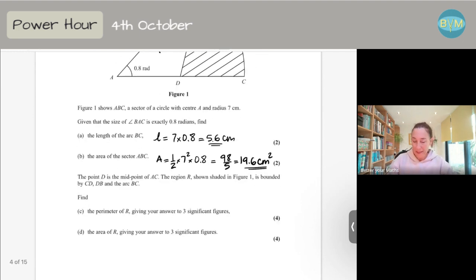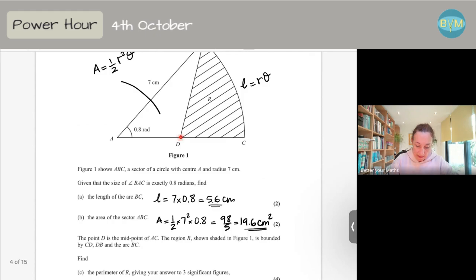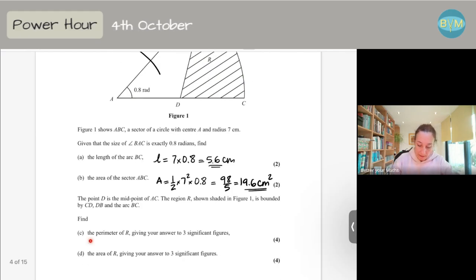Two formulae, nothing else. Now, the point D is the midpoint of AC. So this point here is the midpoint, and we know this is 7. So we know this distance is 3.5. The region R shaded in the figure is bound by CD, so all these 3 lines: the arc, this line, and this line. We need to find the perimeter to 3 significant figures, and then we will need to find the area to 3 significant figures.